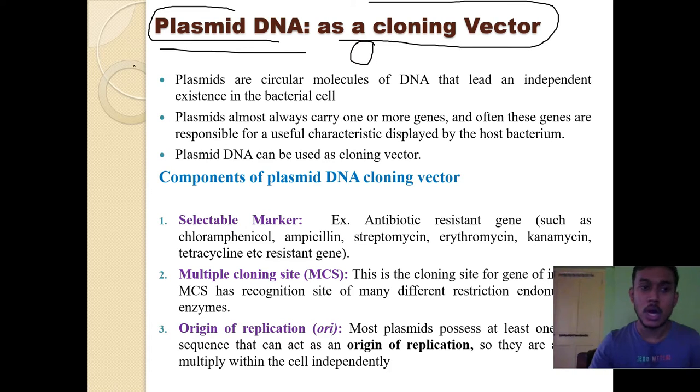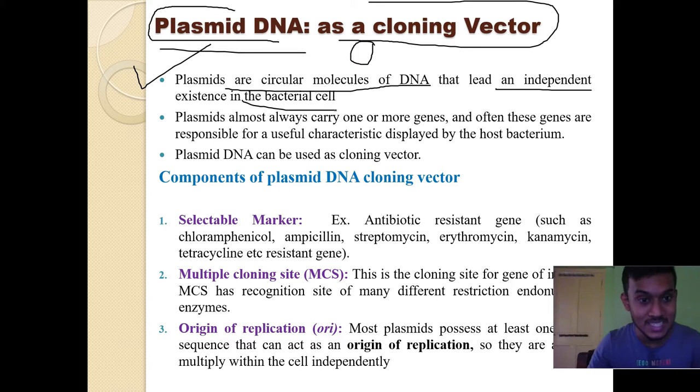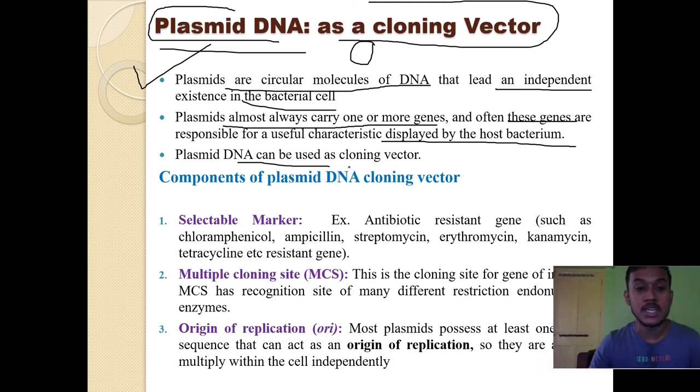I'll discuss what plasmid DNA is and what the features of plasmid DNA are, so as to see why we use them in recombinant DNA technology. Plasmids are circular molecules of DNA that lead an independent existence in the bacterial cell. Also, plasmids almost always carry one or more genes, and often these genes are responsible for a useful characteristic displayed by the host bacterium. Plasmid DNA can be used as a cloning vector, as said before.